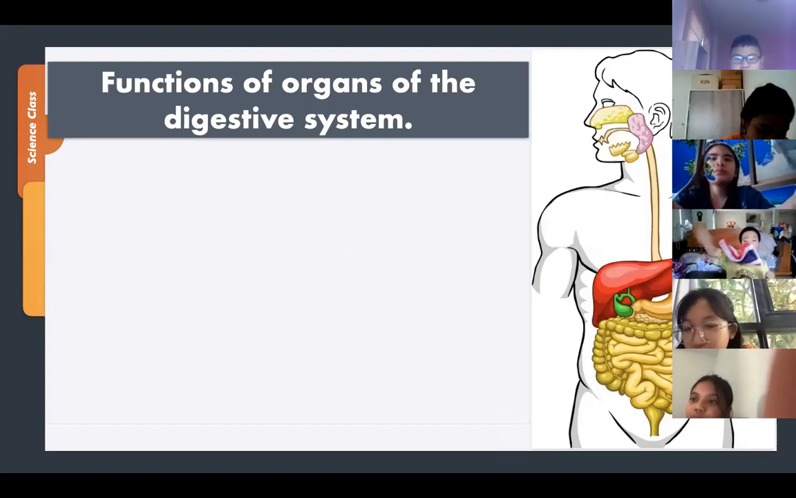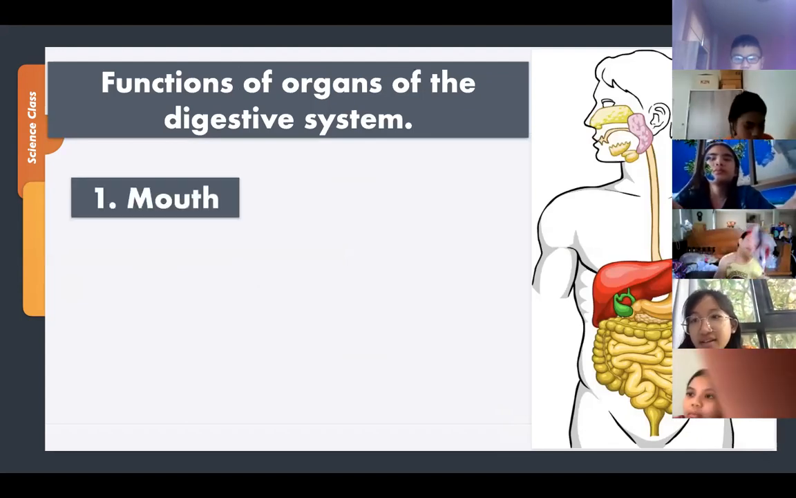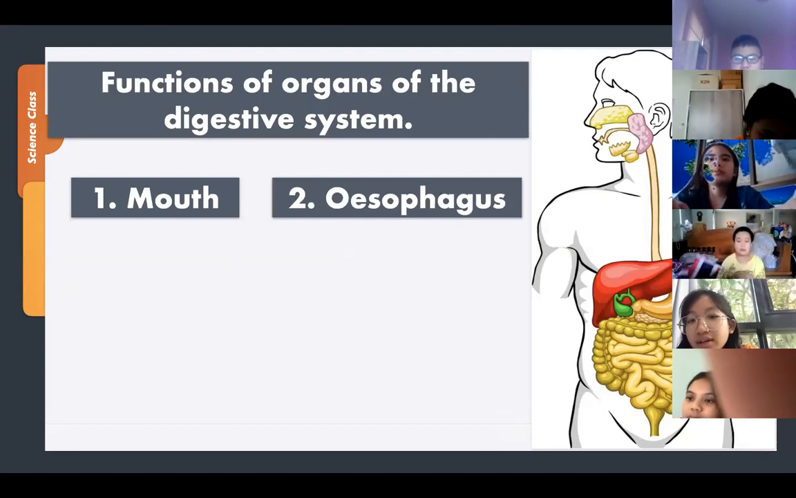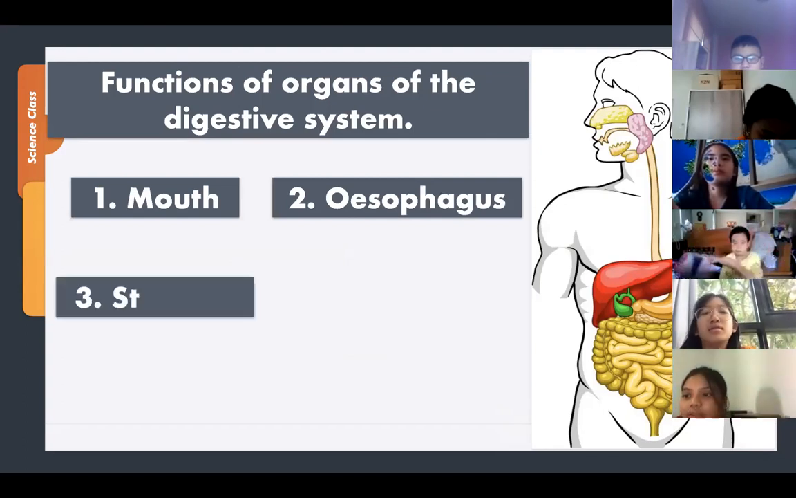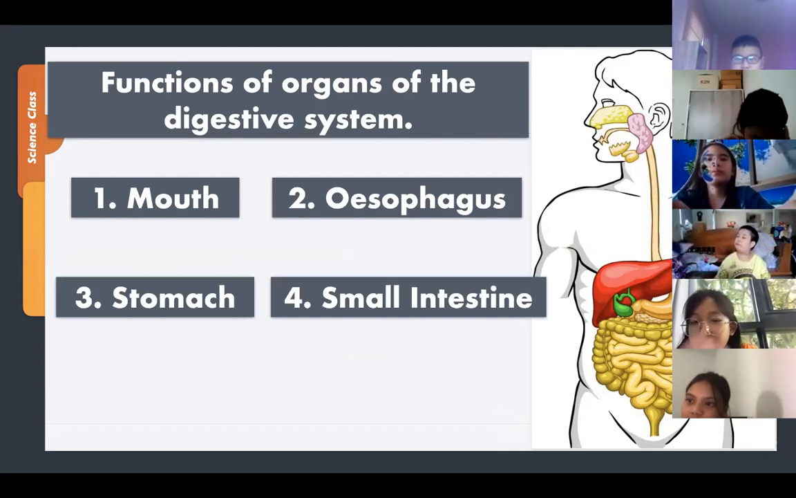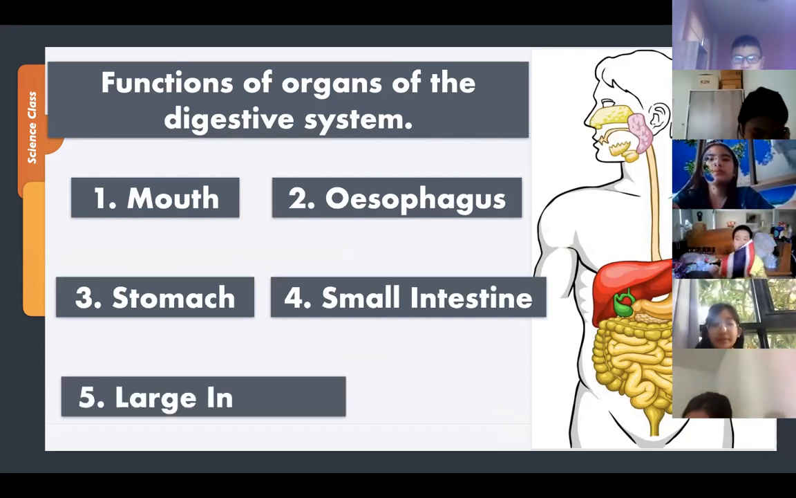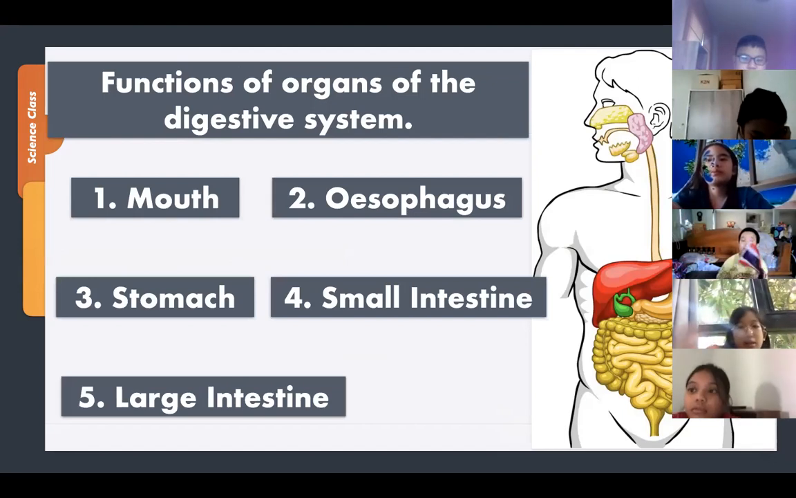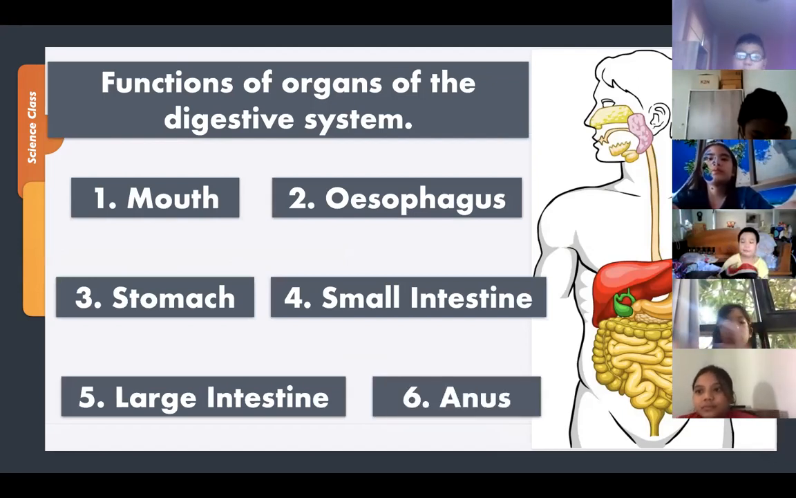Functions of the digestive system start with the mouth. Second, esophagus. The third one, stomach. Fourth, small intestine. Fifth, large intestine. And lastly, anus. Okay.